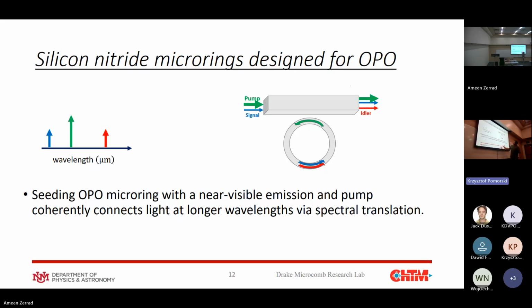And so what this allows us to do is seed microrings with a near visible emission and a pump that will coherently connect light at longer wavelengths, biased by a spectral translation. So again, the end game here is to take whatever phase and frequency information is associated with the signal photon and pass it to the telecom idler photon, so we can avoid high losses in our photonic integrated circuits.